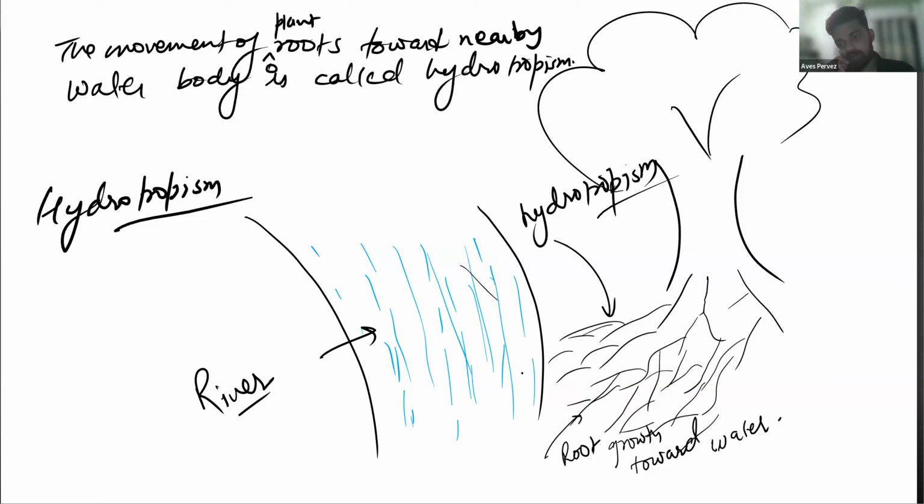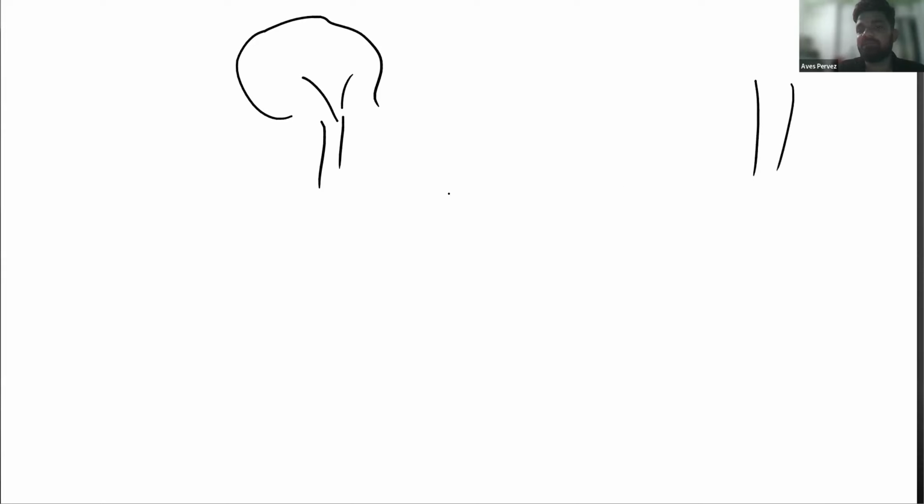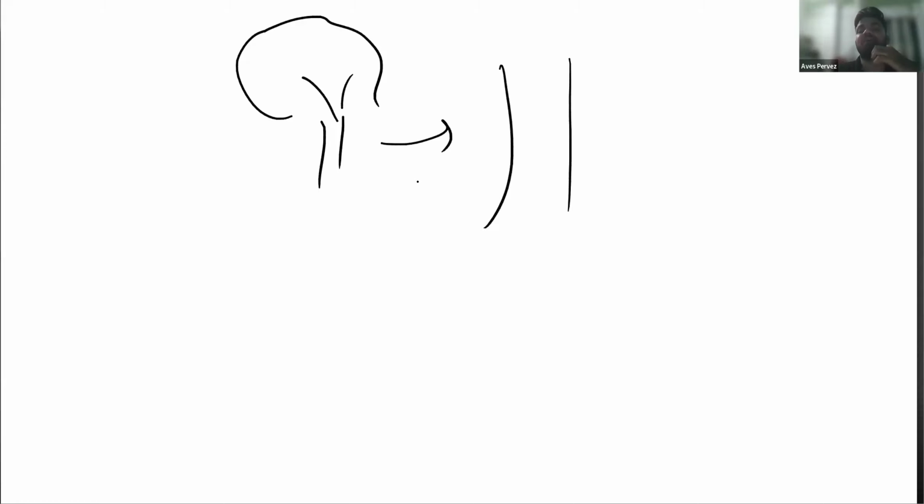Then what about cactus? Yes, if there is some water body nearby. I'm not saying that if a river is flowing at a distance of 10 kilometers from this plant, the root will start moving towards it. No, a nearby river, within 50 to 70 meters around. If there is a canal, a river or a pond, most plants will have their roots develop towards it. It's not about the cactus. Yes, it is hydrotropism.